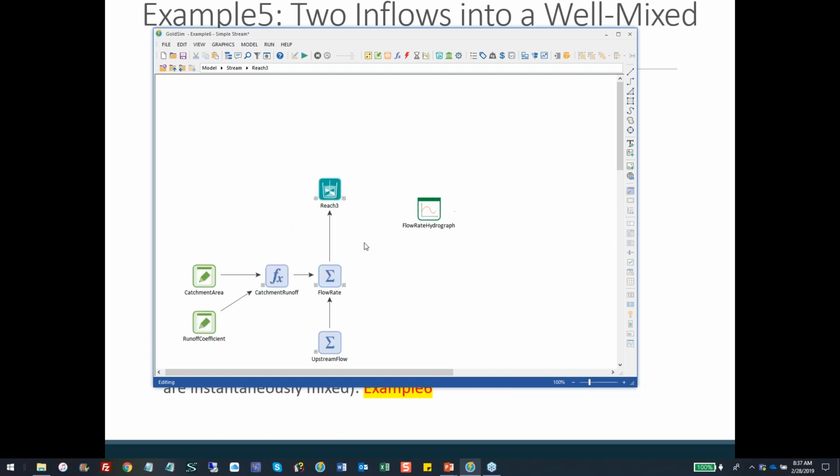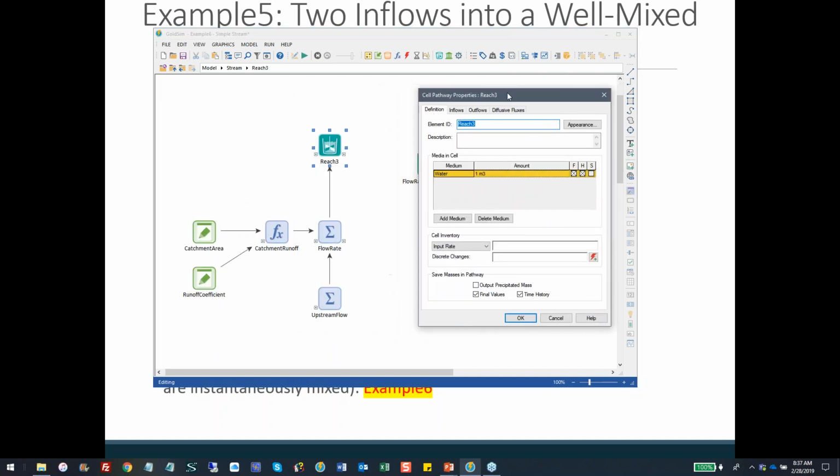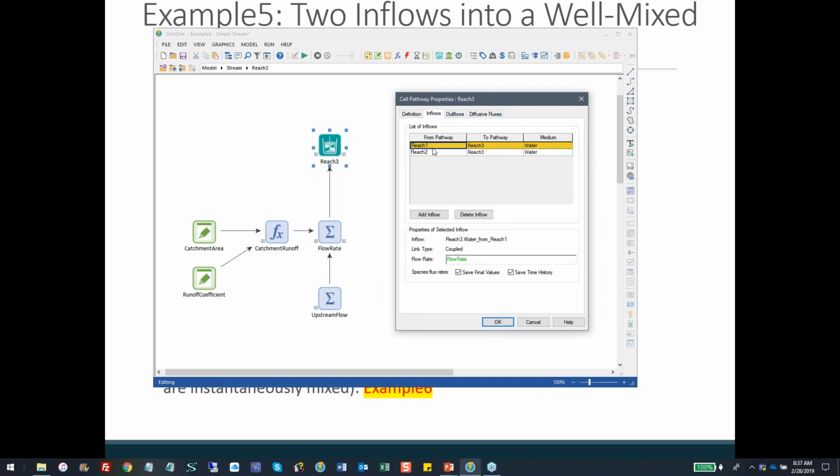Reach 3 looks like this. Reach 3 has 2 inflows to it. I've connected reach 1 to reach 3, and I've connected reach 2 to reach 3. And that's the flow rate in each one of these. We have a certain flow rate coming in.